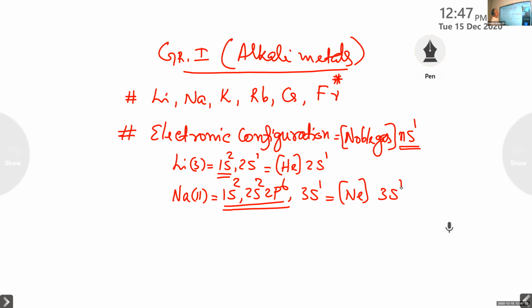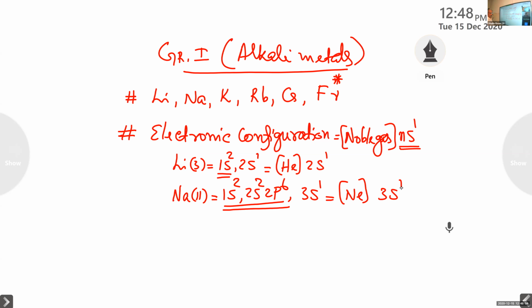Similarly, you take potassium. Potassium, the inner core will be of argon, atomic number 18. Potassium is 19. So there will be argon 18 and 4s1. So in general, the alkali metals or group 1 metals have the general electronic configuration as noble gas inner core with ns1, where ns is the outermost level or the valence level. In the valence level, there is only one electron.